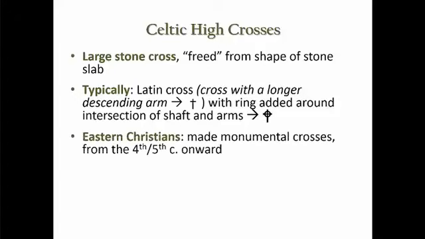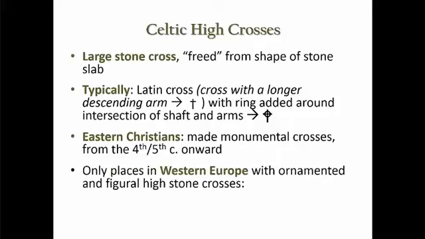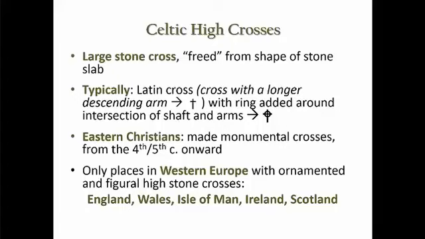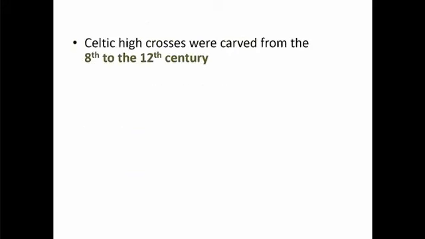We see many monumental crosses appear in Eastern Christianity from the 4th and 5th century onward. It should be noted that only in certain places within Western Europe do ornamented and figural high cross stones appear, mainly in England, Wales, the Isle of Man, Ireland, and Scotland. While Eastern Christians begin making monumental crosses in the 4th or 5th century, Celtic high crosses only begin to appear around the 8th century and are produced up into the 12th.